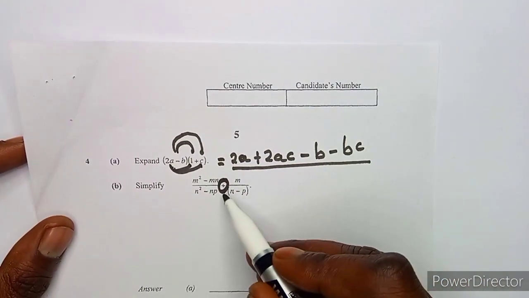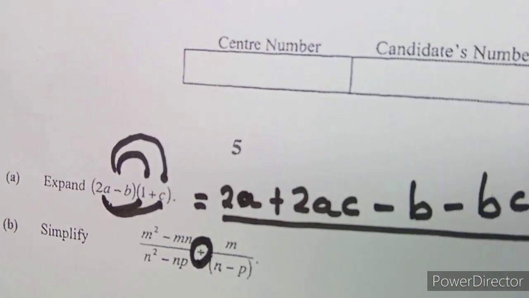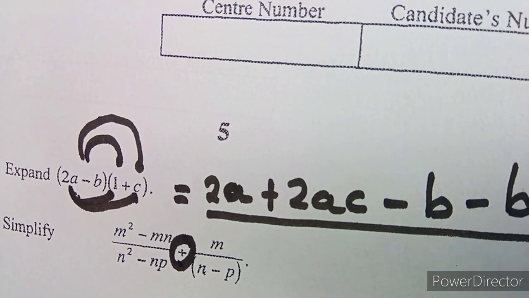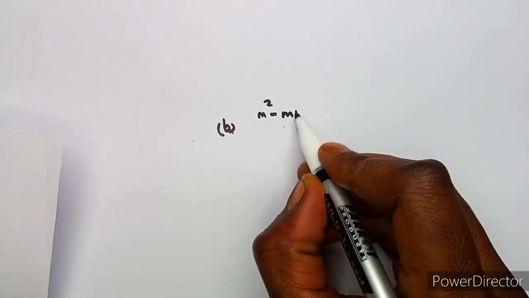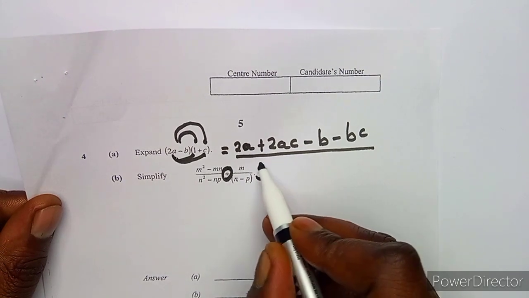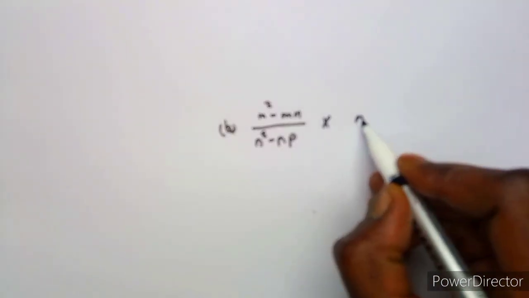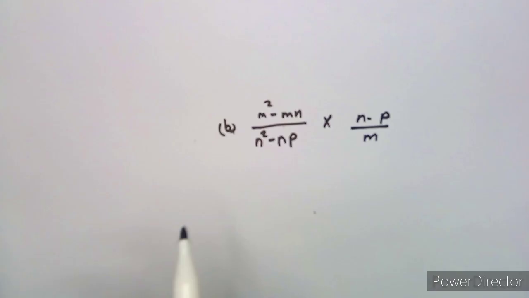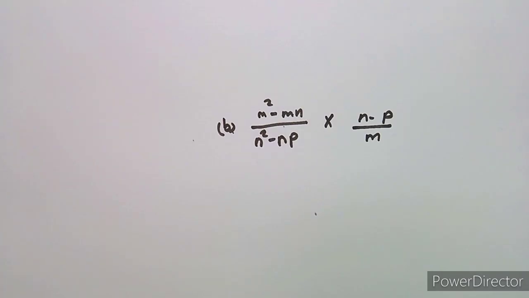So in this case, what are you going to do? As we see that we are dividing, so just like what we did previously, we introduce multiplication. So this is actually division. All right, so we have got m squared minus mn over n squared minus np. So this is what you have. The moment I introduce multiplication, it's going to interchange, it's now n minus p over m. We have introduced multiplication, we invert the second fraction. So it's always about the second fraction.